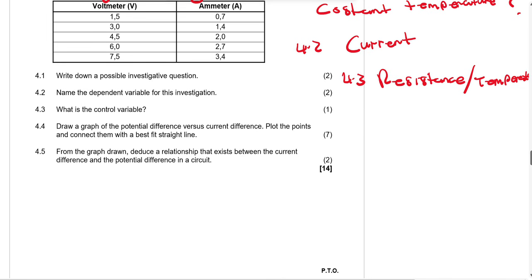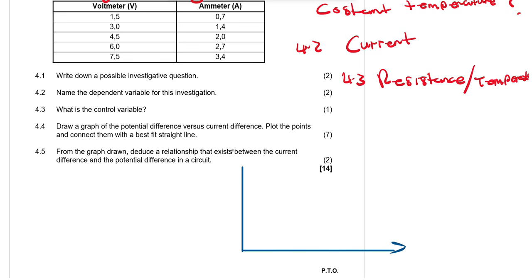So guys, it'll be hard for me to draw, but let me show you. You are going to have something like this. I will start here. I think I can make it compared to what I'm given. Voltmeter 1,5, 3, 4,5, 6, and then 7,5. And then this part, I will just put numbers randomly. I will start by 0,5, goes with 1, 1,5, 2, and then 2,5, right?